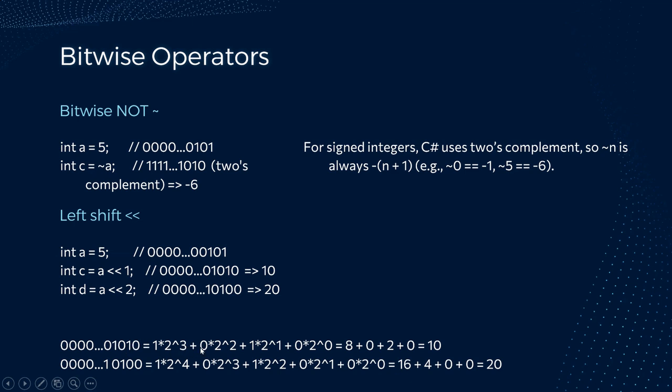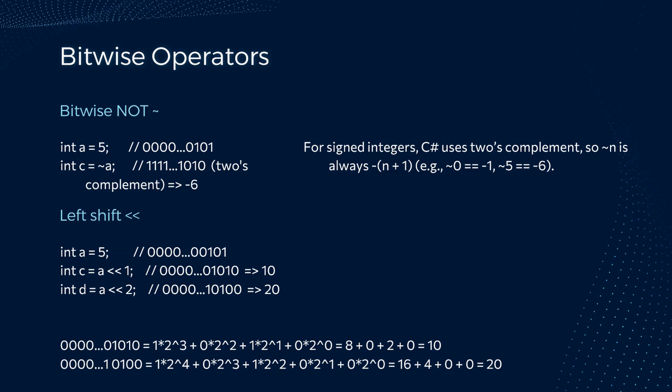Plus this 0 again: 0 times 2 to the power 2, because there are 2 digits after it. Then 1 times 2 to the power 1, because there is 1 digit after it. And again we have 0 times 2 to the power 0, as there are no digits after it. If you calculate all this, first 2 to the power 3 means 8, plus 0, plus 2, so it becomes 10. So this is the binary representation of 10. In the same way we have the binary representation of 20 also. So you can say 10100, and I have calculated it here.